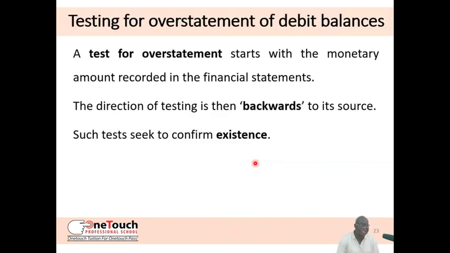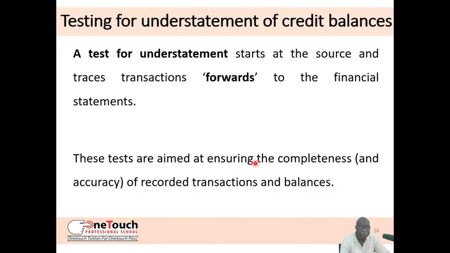Testing of overstatement of debit balances. A test for overstatement starts with the monetary amount recorded in the financial statement. The direction of testing is then backwards to its source. Such tests seek to confirm existence. Then testing for understatement of credit balances. A test for understatement starts at the source and traces the transaction forward to the financial statement. These tests are aimed at ensuring the completeness and accuracy of recorded transactions and balances.